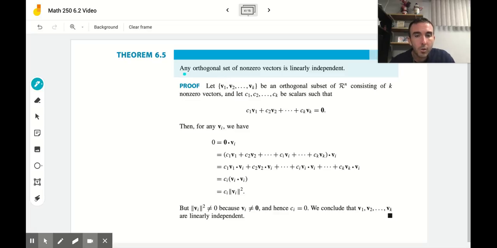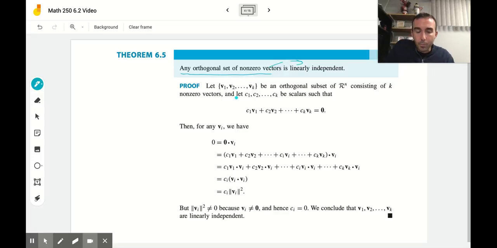So theorem 6.5 states any orthogonal set of non-zero vectors is linearly independent. So it's sort of like an if-then statement. If I have an orthogonal set of non-zero vectors, then it is linearly independent. Linear independence doesn't imply orthogonality, but having an orthogonal set of non-zero vectors does imply the independence. And the proof is really cool.